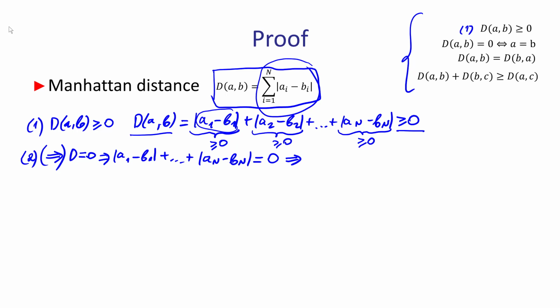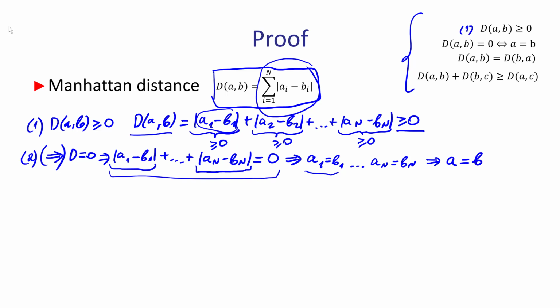Now, that expression could be 0 only if all of those things are 0, because those are non-negative parts, which means that this causes a1 to be equal to b1 and so on, an equal to bn. So all of those elements of vectors a and b have to be equal to make that thing true. And from that we get actually a general vector a equals b general vector.